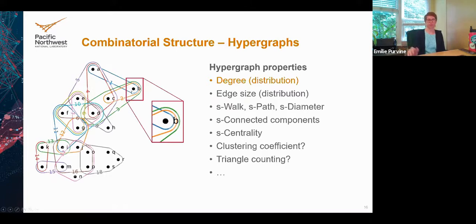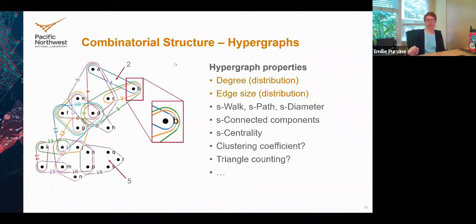of the hyperedges. So this B is in 3 hyperedges, but it's in 2 that are size 2 and 1 that's size 3. And maybe that's different than A, who's also in 3 hyperedges, but 1 is size 2, 1 size 3, and 1 size 4. So they have the same degree, but you can think of it in different ways. Edge size is another hypergraph property.